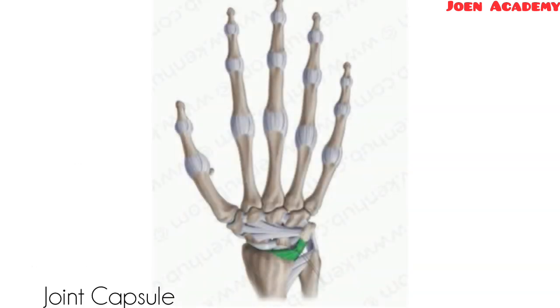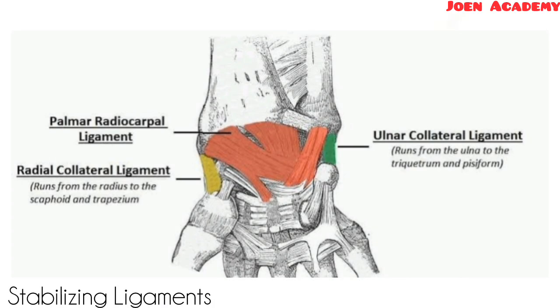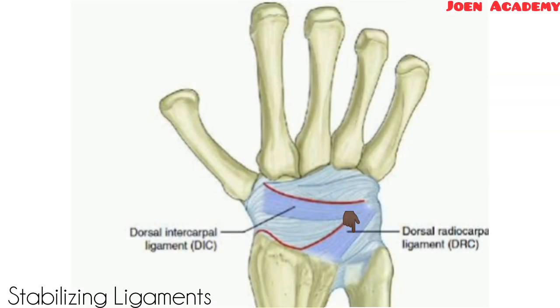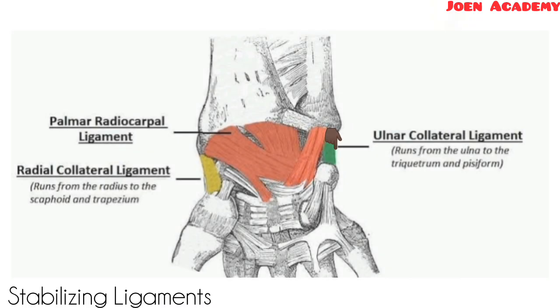The joint capsule of the wrist joint attaches to the radius, ulna, and the proximal row of the carpal bones. It is lined internally by a synovial membrane, which produces synovial fluid to reduce friction between the articulating surfaces. The ligaments responsible for the stability of the joint are four altogether. We have the palmar radiocarpal ligament, dorsal radiocarpal ligament, ulnar collateral ligament, and the radial collateral ligament.